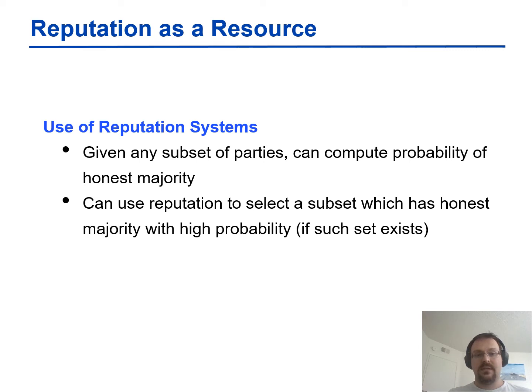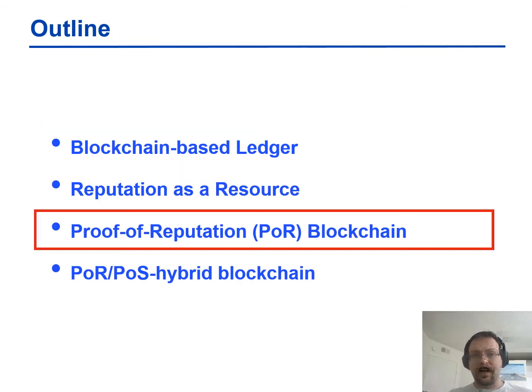Now, how can we use a reputation system? The idea is the following. If I choose a subset of the parties, then by knowing the reputation, remember that's the probability of being honest, I can actually estimate what's the probability of having an honest majority in the set I chose. Or I can actually do something more useful. I can use the reputation of the different parties to actually select a set that has very high probability of having honest majority. And as we're going to see in a minute, honest majority is a property that we will want from any selection of parties that we do. So how do we use reputation in our construction to devise a blockchain?